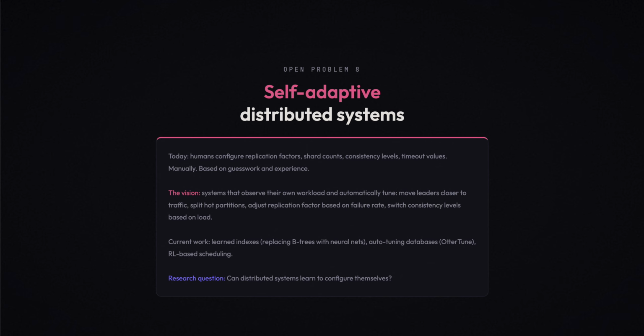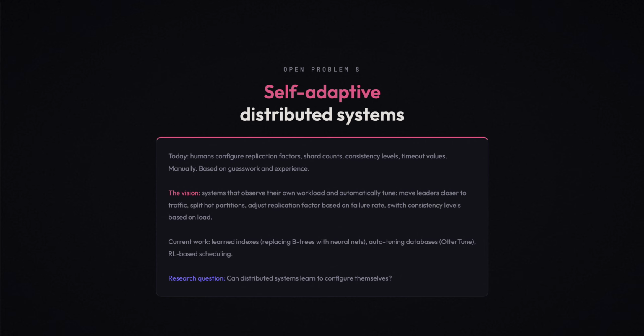The vision: systems that observe their own workload and automatically adapt. Move leaders closer to traffic. Split hot partitions. Adjust replication factor based on observed failure rate. Switch consistency levels based on current load. Research on learned indexes, replacing B trees with neural networks, and auto-tuning databases like AutoTune points in this direction. But a truly self-driving distributed system remains science fiction.